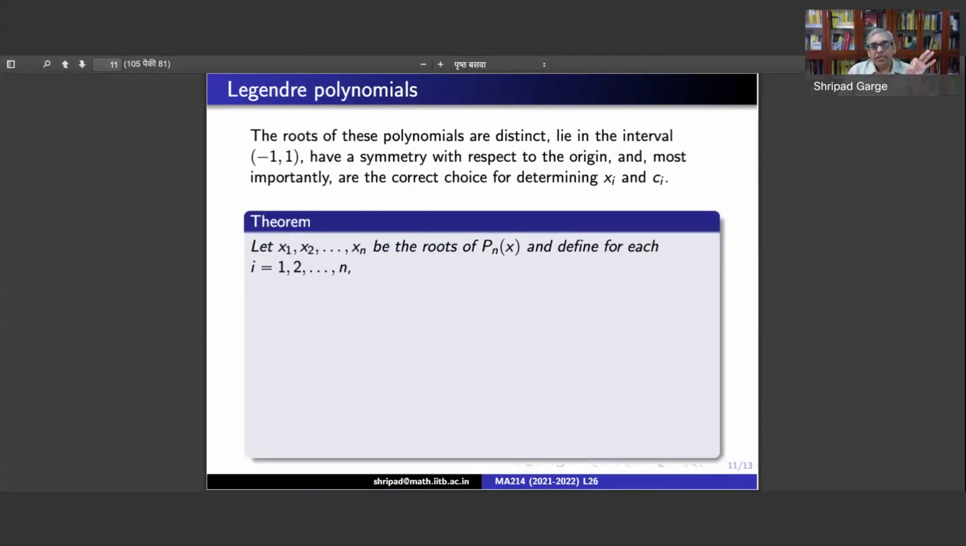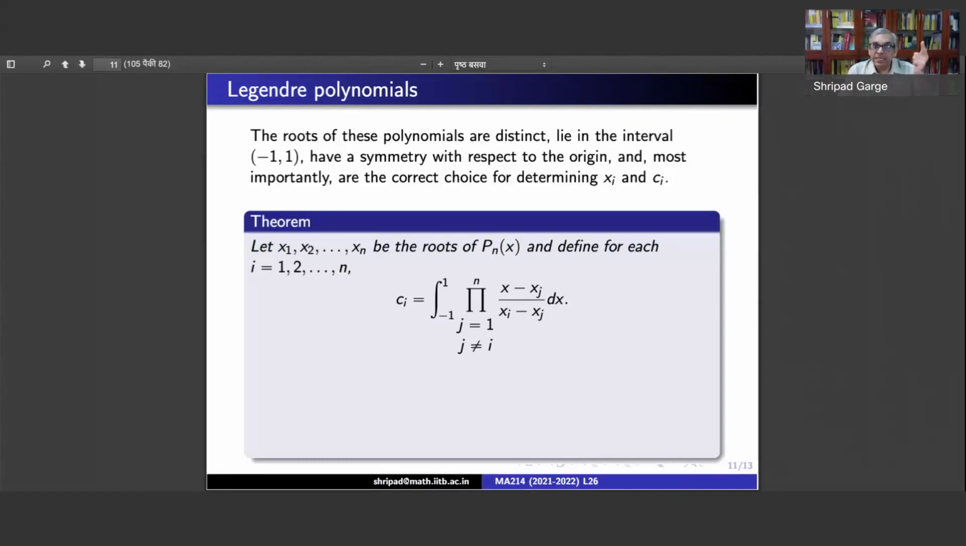And for each i, you define these coefficients ci, which are the integrations from -1 to 1, product j going from 1 to n, but j is not equal to i, (x minus xj) upon (xi minus xj) dx. This looks like the Legendre polynomial that you have, right? For given these nodes x1, x2, xn, the integrand is the Legendre polynomial. So we are taking the integration of the Legendre polynomials for these nodes.